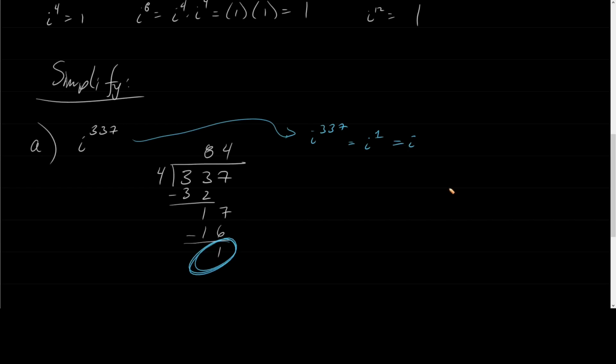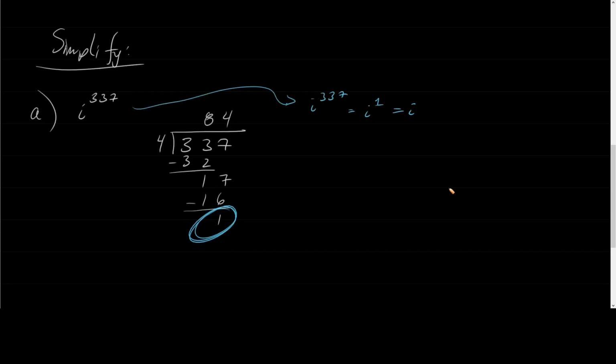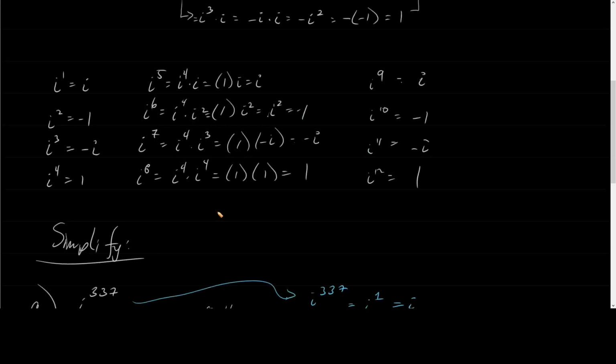Good job. Now, let's do another one. Notice again, I divided our exponent by 4, and I took a remainder of 1. And this 1 corresponds to all these exponents, all right? Anytime we divide by 4, there's only 4 possible remainders. So that's what these correspond to.